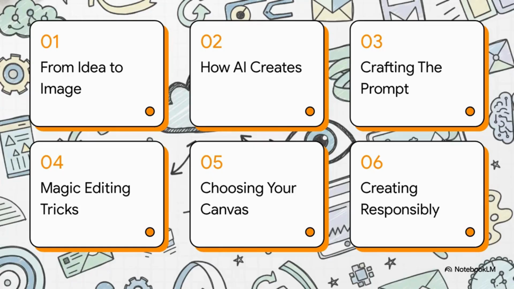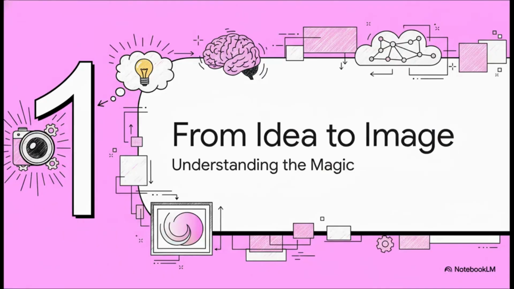So here's what we're going to cover. We'll start with how this all works, from idea to image. Then we'll dig into how the AI actually creates stuff. After that, we'll get to the really good part, crafting the perfect prompt. We'll also look at some magic editing tricks, figure out which digital canvas is right for you, and wrap up with a super important bit on creating with responsibility. Okay, let's dive right in.